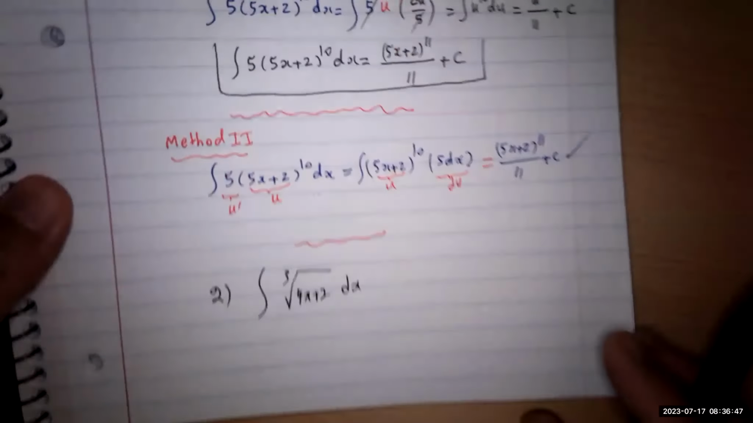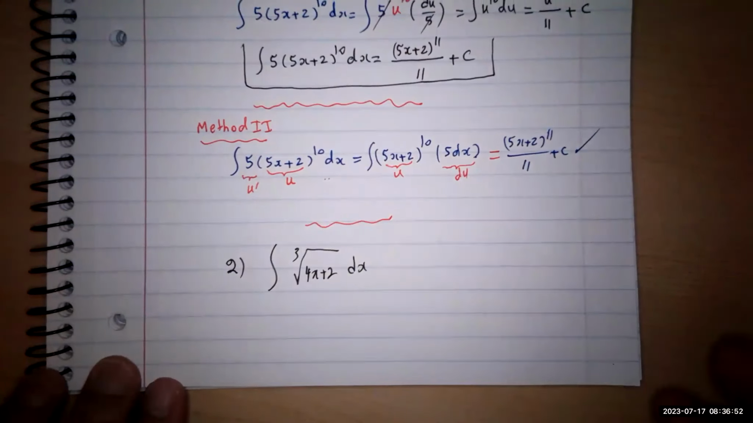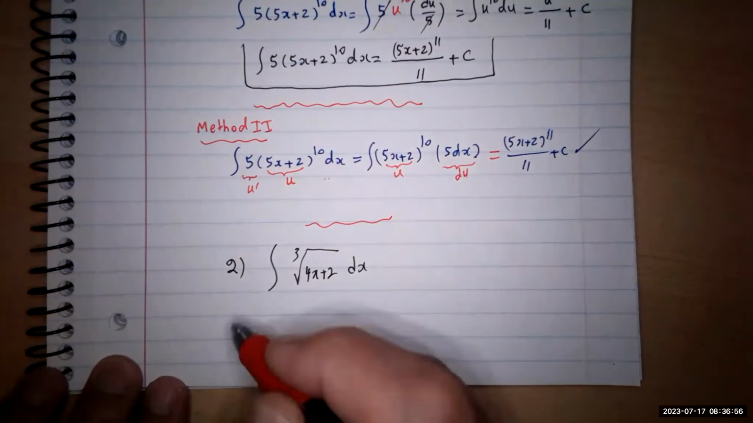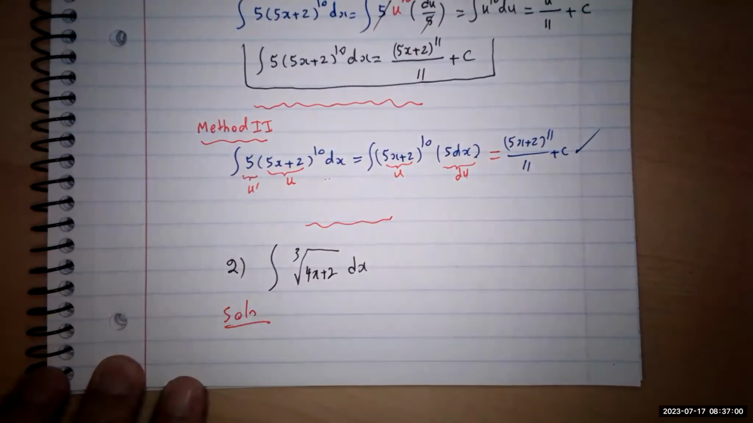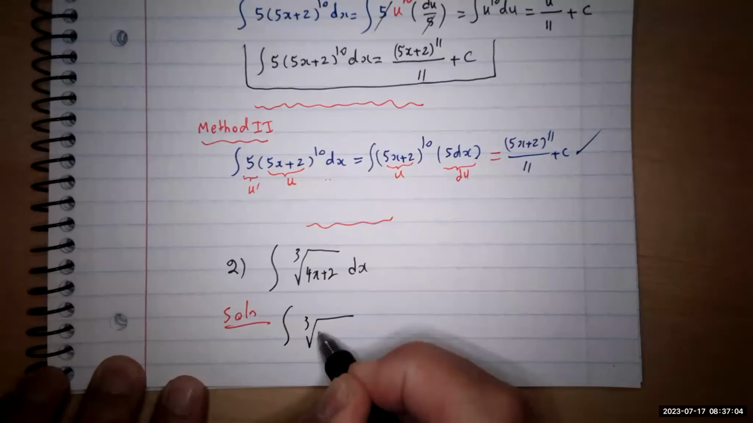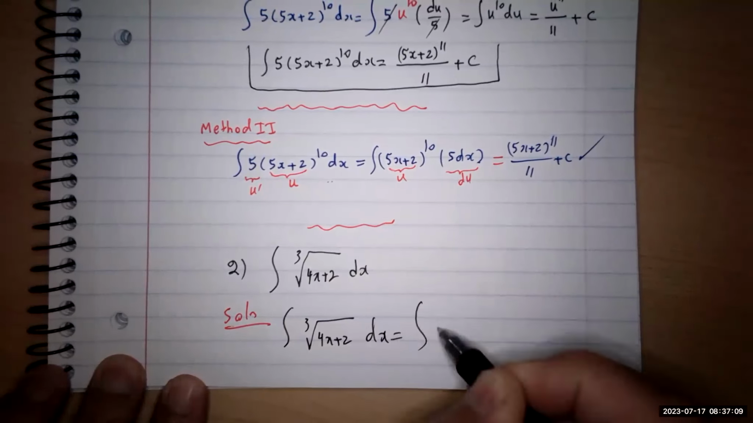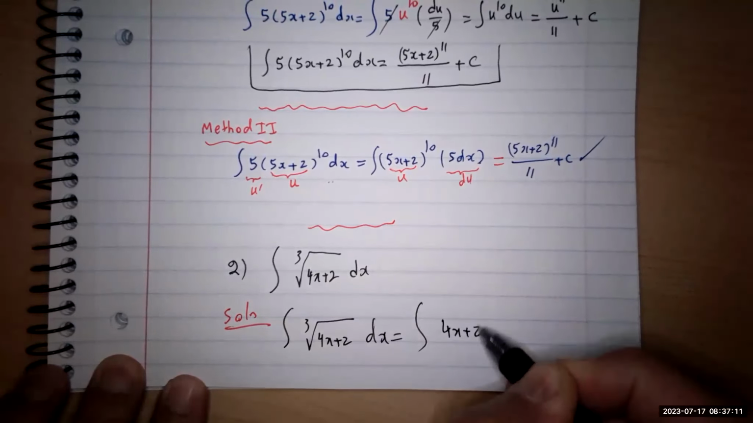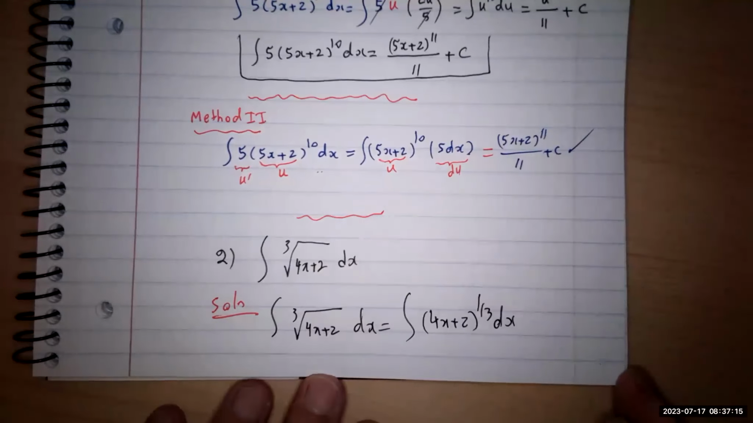So any radical, as we talk about all the time in this course, we don't like the radical, either when you want to differentiate or when you want to integrate. So there you are, rewrite it first. So it's the cube root of 4x plus 2 dx. You change it to (4x plus 2) to the 1/3 dx. Now you know what to do.